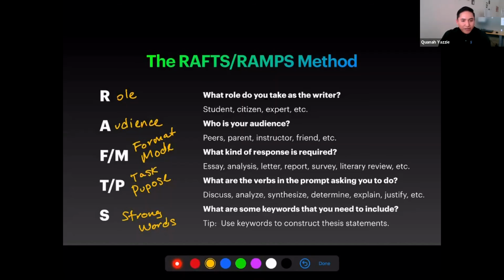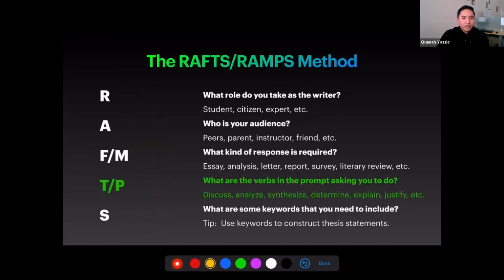And a tip with this portion is those keywords that we underline, right? Destruction, Native American culture, and heritage. We can use those words within our thesis statement to strengthen it, because that becomes a topic of itself. So keywords are strong words that can be used within a thesis statement. So from this portion, the RAFTS and RAMPS method, we're going to be focusing mostly on the T and P portion. So, looking at verbs specifically, which I wanted to cover in this presentation.